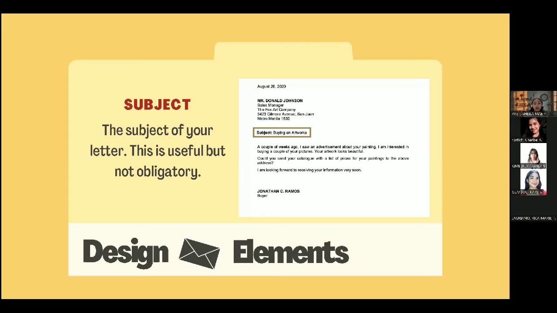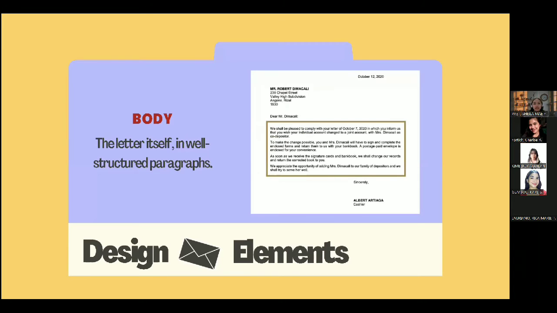Next is subject. Well, we all know what this is. It refers to what the letter is about. Well, this one is optional. You may or may not include this in your letter because usually the subject is already written in the body of the letter. So this one is just optional. Next slide, please. So next is the body.